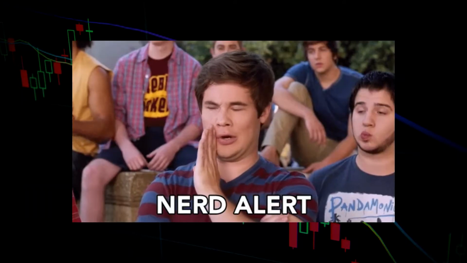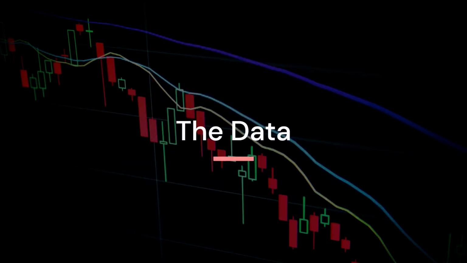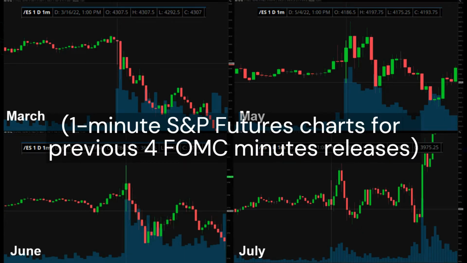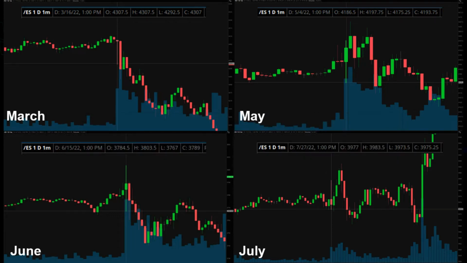Let's look at some data points about these initial spikes for FOMC minutes and CPI data releases. Here are the 1-minute charts for the S&P futures during the previous 4 FOMC minutes releases prior to this month's. We'll be looking at the 1-minute candlestick at exactly 1 p.m. Central, the exact time the minutes are released.